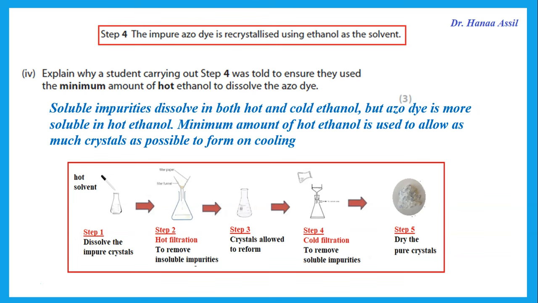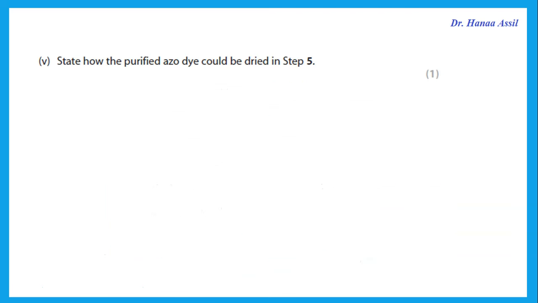In this case, the soluble impurities will dissolve whether the ethanol is hot or cold, but the azo dye dissolves more in hot ethanol. So we need to put a little bit of hot ethanol so that as soon as we leave it to cool, it forms crystals, and then we filter the crystals.